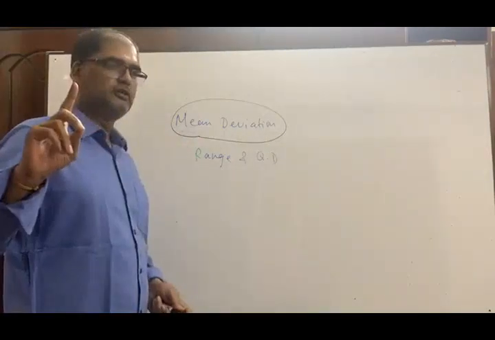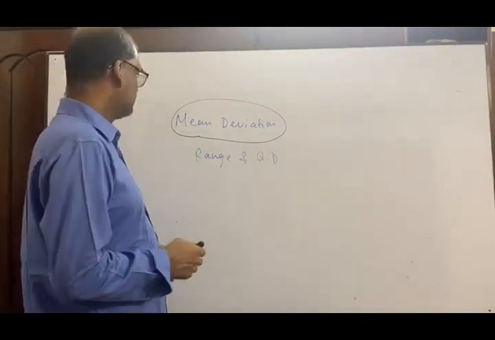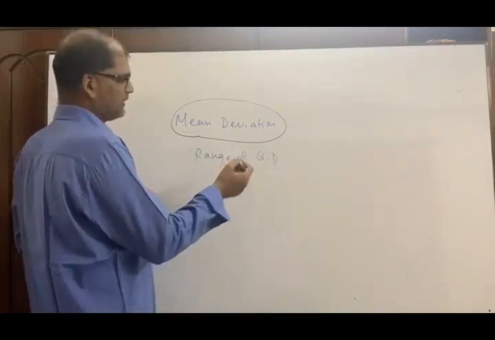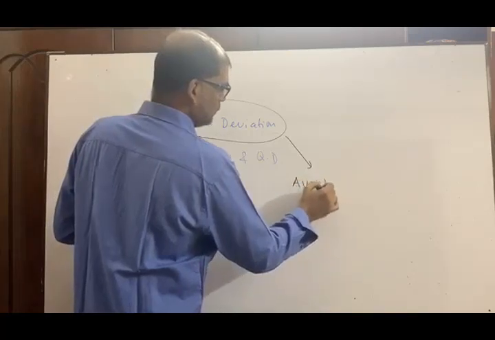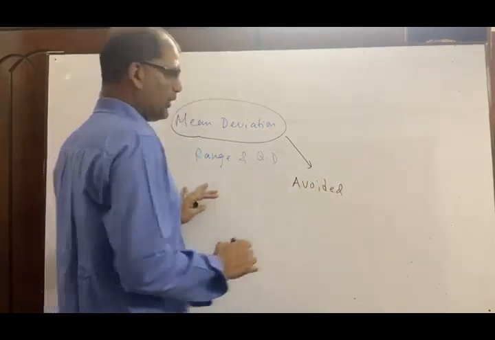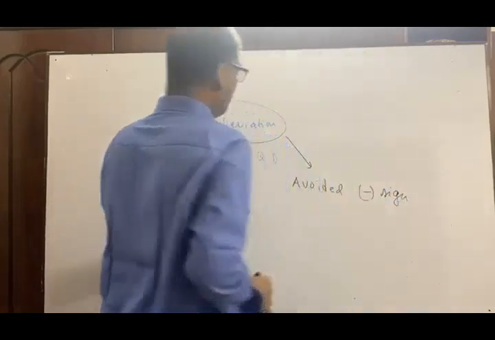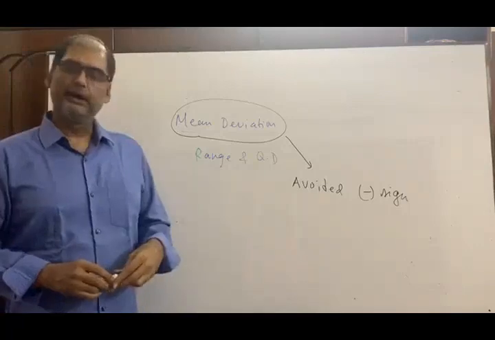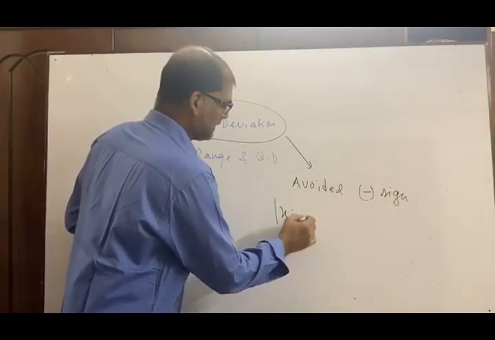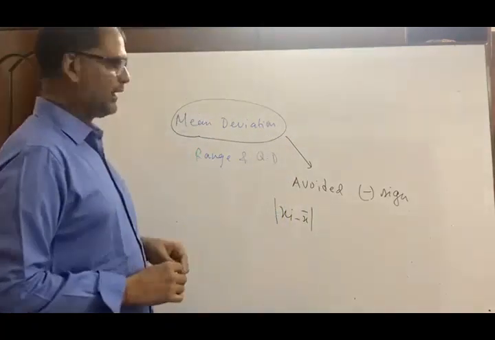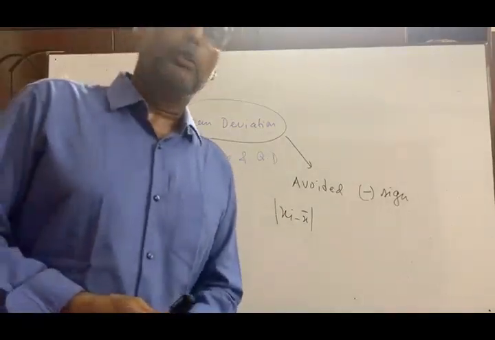But there is also a problem. Can you tell me? Here we avoided the minus sign. To determine mean deviation, we avoided the minus sign, because here we always have to write xi minus x bar. We made all positive, so it is also another problem for mean deviation.